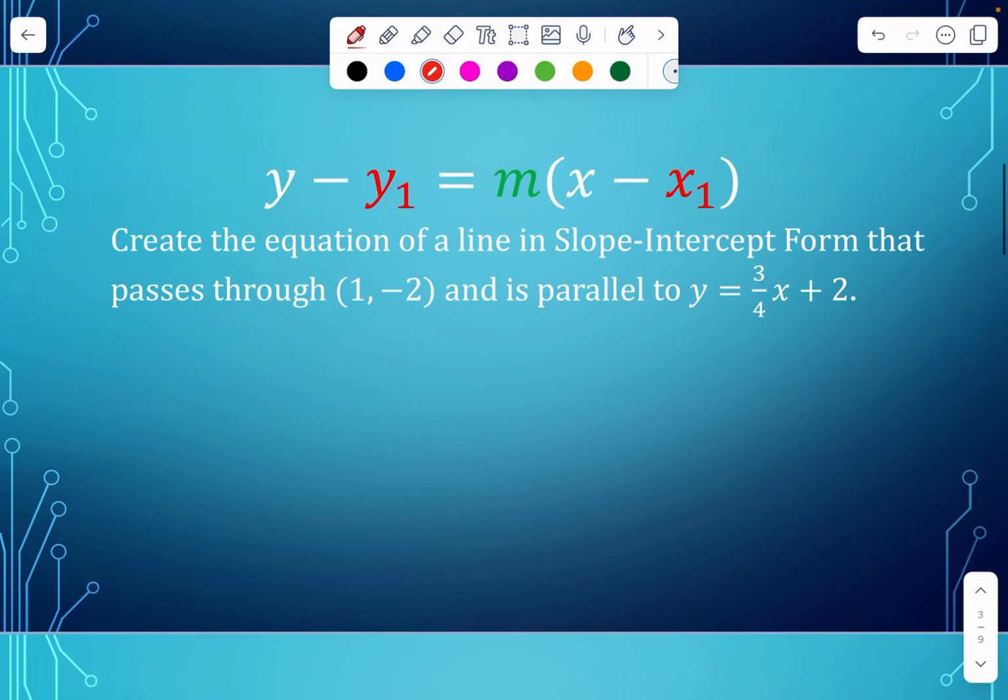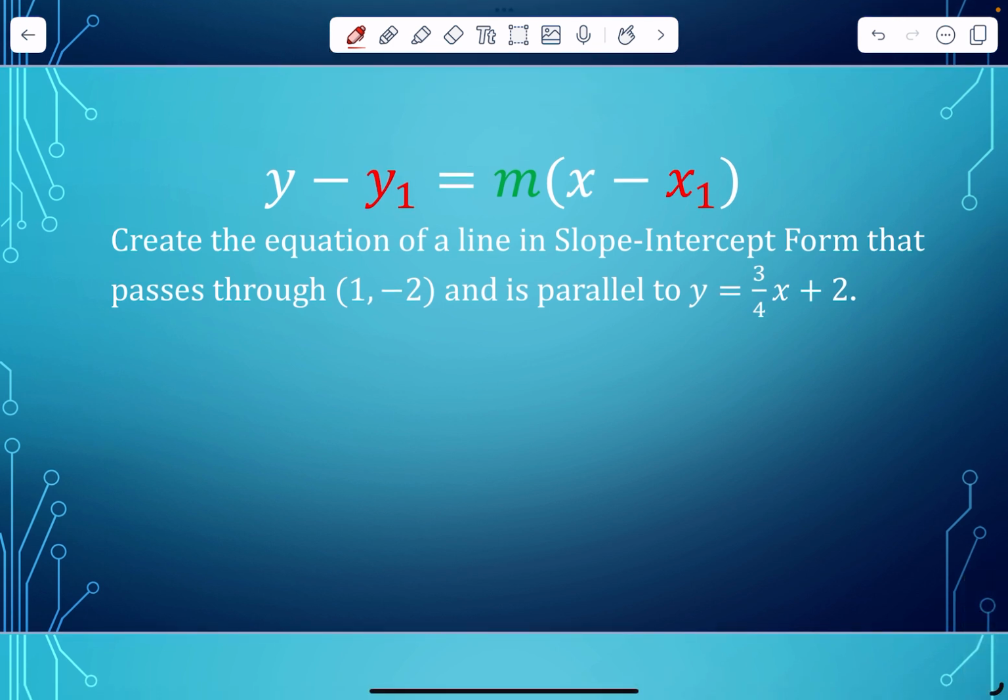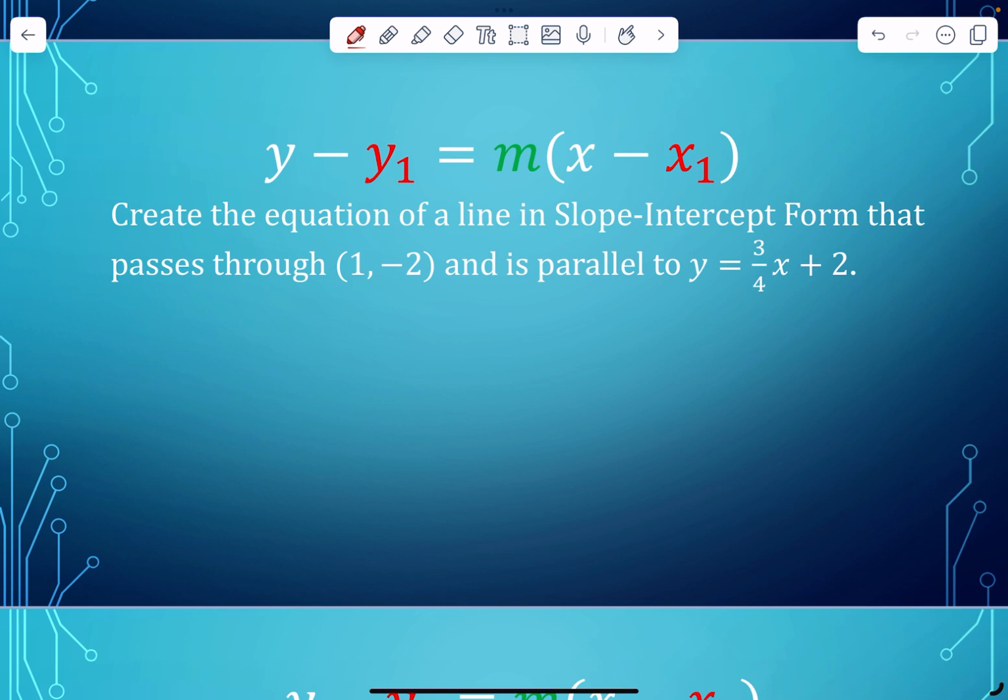All right, so what we're going to do is use this formula to write the equation of a line in slope-intercept form that passes through the point (1, -2) and is parallel to the original line of y = 3/4 x + 2. Okay, so the first thing we need to do is know the slope of our parallel. So I look over here, and the slope of my original line is 3/4. So then the slope of the parallel, remember that relationship, has to be the same.